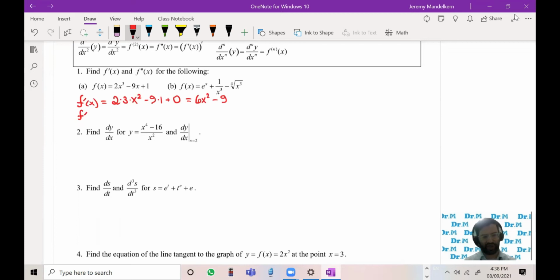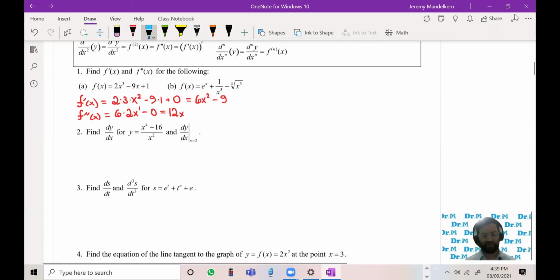Likewise, computing f double prime, we will pull the 6 out, and we get a 2x to the power 1. And the derivative of the -9 constant is 0. So our second derivative with respect to x of function f in part A here is going to be 12x.